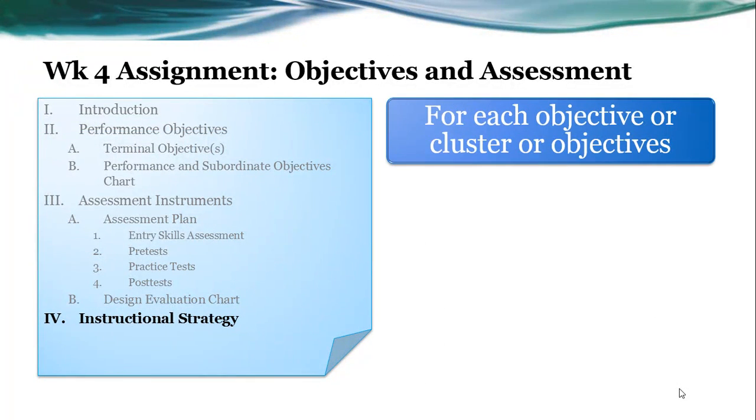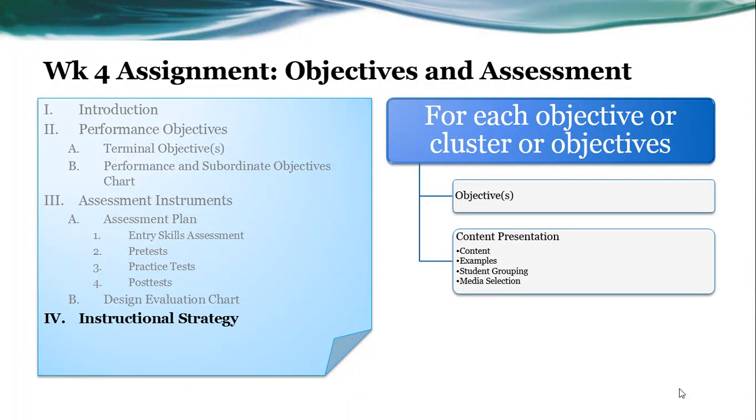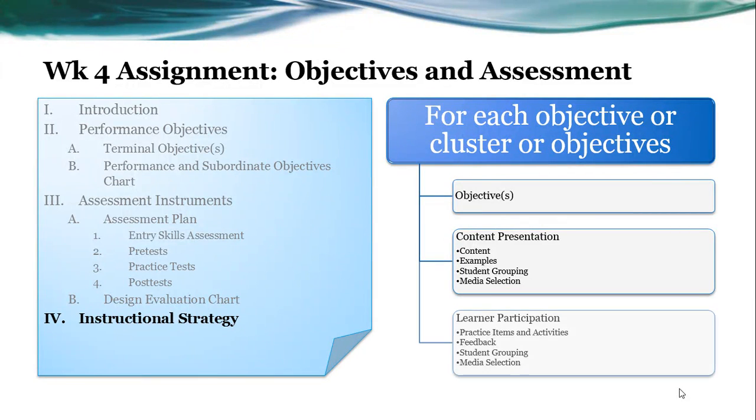So based on what you decide for each objective or cluster of objectives, you're going to include the objective. Then you're going to include information about the content presentation, so the content, the examples, student grouping and media selection. And for learner participation, you're going to describe the practice items and activities, the feedback, student grouping, and media selection.